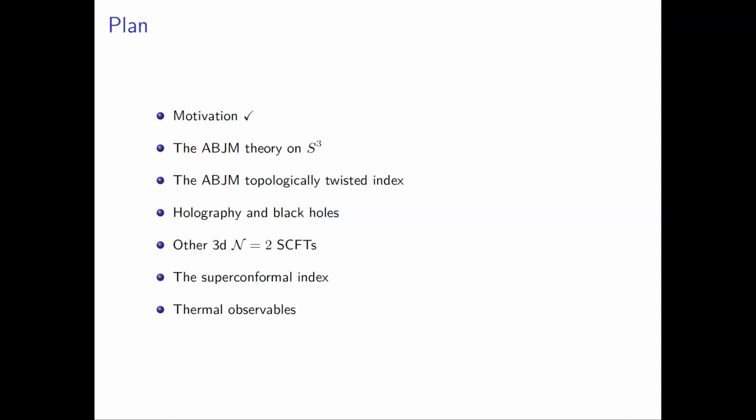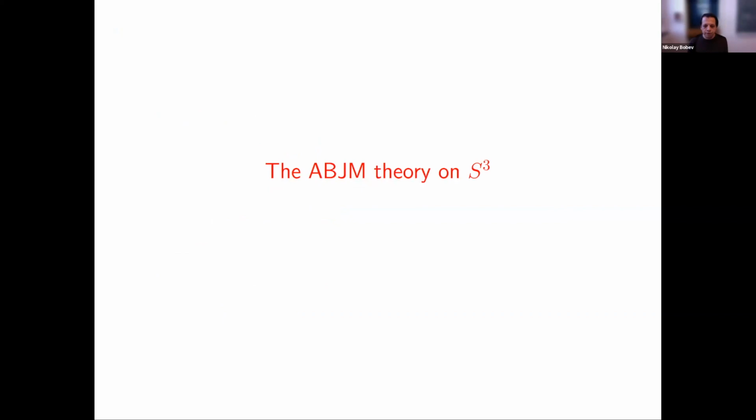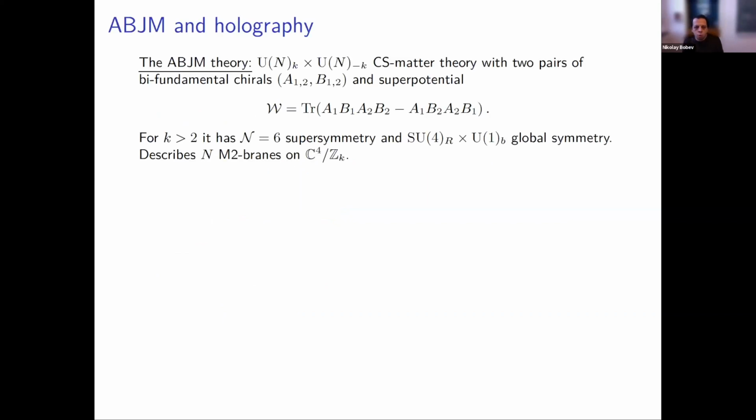Thank you. Good. I will move now to this ABJM theory. So very quickly, what is this model? It is a specific Chern-Simons theory. It has U(N) times U(N) gauge group. It has Chern-Simons levels k and minus k.